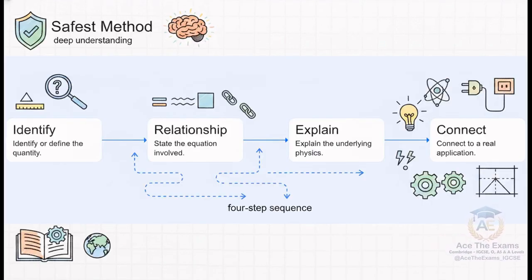So the absolutely crucial point here is how we synthesize all this into a reliable system for the exam. According to our source material, this 4-step sequence is the safest method for structuring your answers. Think of it as your guaranteed blueprint. First, identify or define. Second, state the relationship. Third, explain the physics. And fourth, connect to an application. This sequence is a lifesaver in IGCSE-style physics because the top-tier answers, the ones that get the best grades, consistently demonstrate both deep theoretical understanding and practical application. Let's break these down layer by layer.